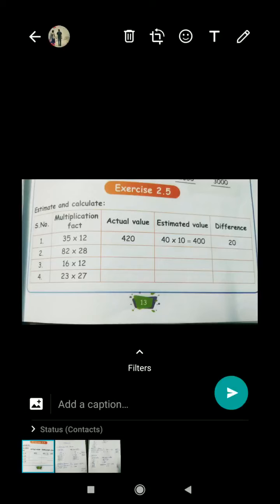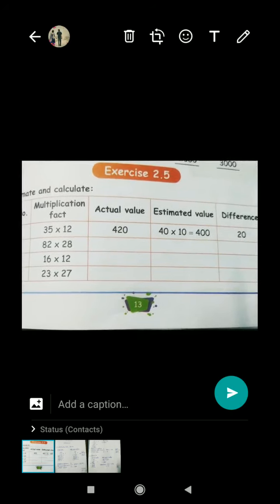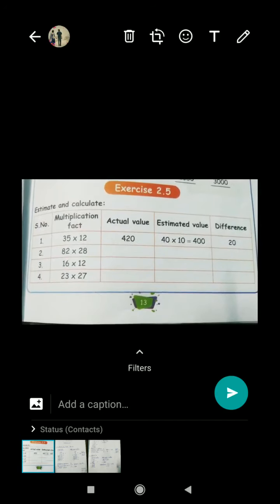Good morning. In this video, we are going to learn about estimate and calculate. Okay. So look at the multiplication fact. Question number 2. 82 into 28. Both are 2-digit numbers. I have to find the actual value and the estimated value. Estimated is nothing but finding a round number, rounding the number, that's all.